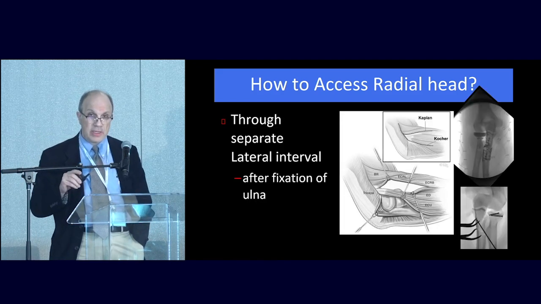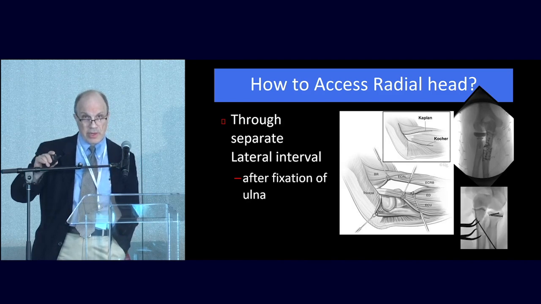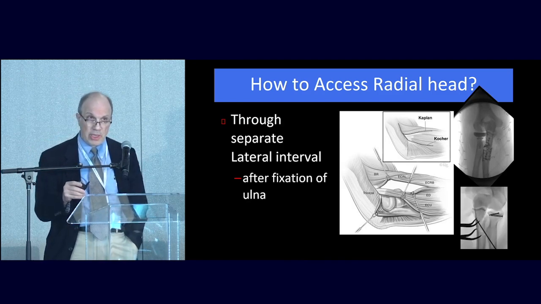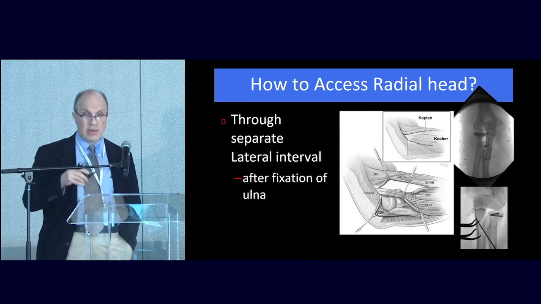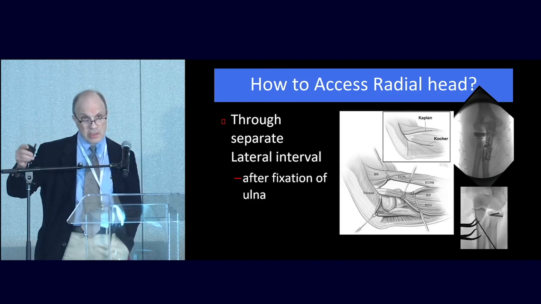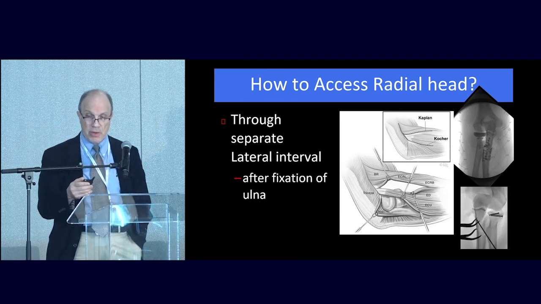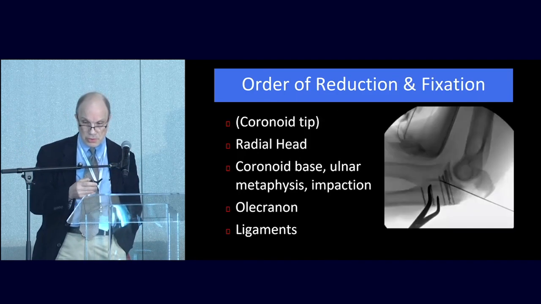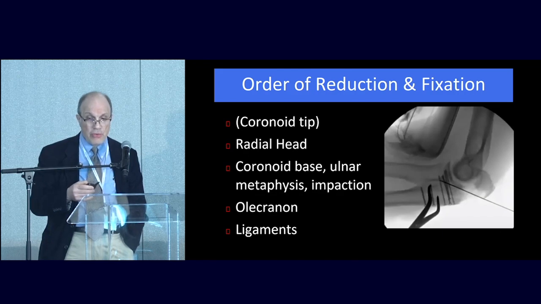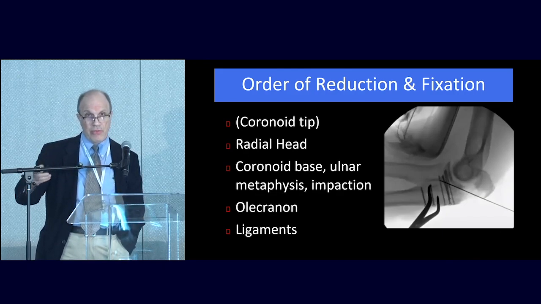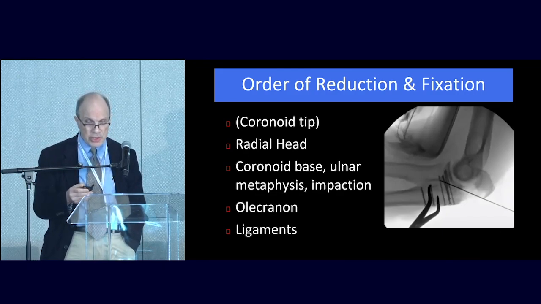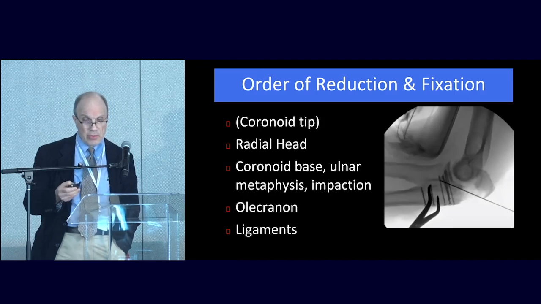Or you need to create a separate approach for the radial head if there's a radial head involvement. You can take care of the proximal ulna, then create a separate approach either through a skin incision, but the deep approach, some kind of lateral approach, whichever you want to choose. So order of reduction, I start deep and go superficial like in terrible triad injuries. If there's a coronoid fracture, I will take care of them.